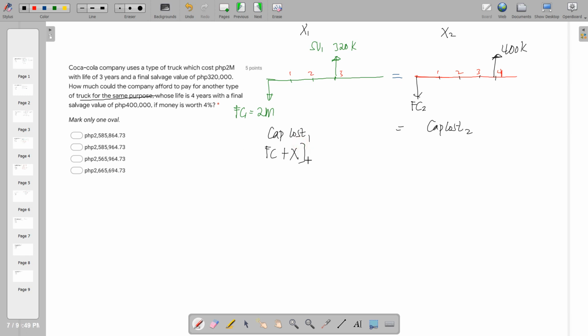Ito yung pang 1, ganoon din to pang 2. Okay? So first cost 2 million. Okay? Replacement cost, yung formula natin, x is equal to s all over 1 plus i raised to k minus 1. I-apply lang natin yan dito. So, ano yung s niya?